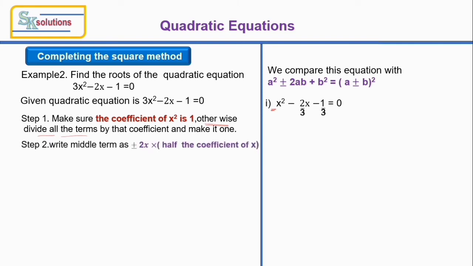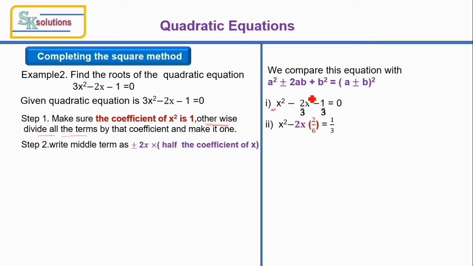Second step, write the middle term as 2x multiplied by half of the coefficient of x. So what we are going to do is, you write this 2x here. Okay, just blindly write 2x here. No need to think anything. x squared, if it is minus, minus. If it is plus here, you put plus here. x squared minus 2x you write blindly, and then check the coefficient of x.